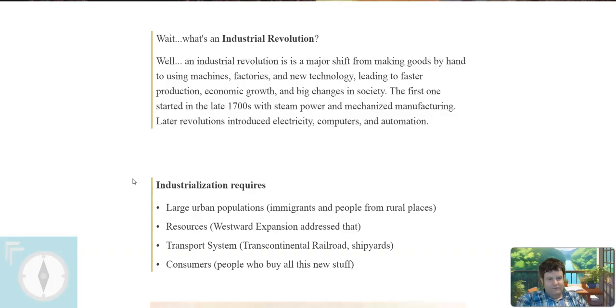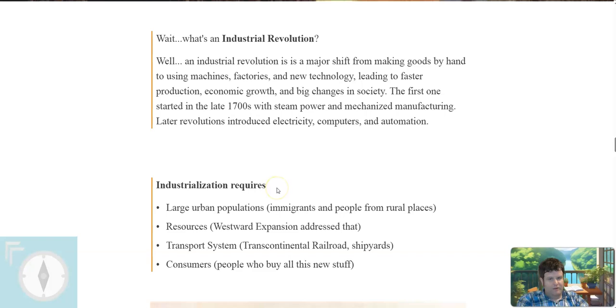The last thing you need for a good industrial revolution is consumers. Somebody needs to buy all the stuff that you're making, or you can't afford to pay your workers, you can't afford to buy the materials, and you can't make a living. And that's going to drive a lot of industrial revolution growth, as people start making more money, they start buying more stuff, which encourages more production, things like that. It's a vicious cycle.